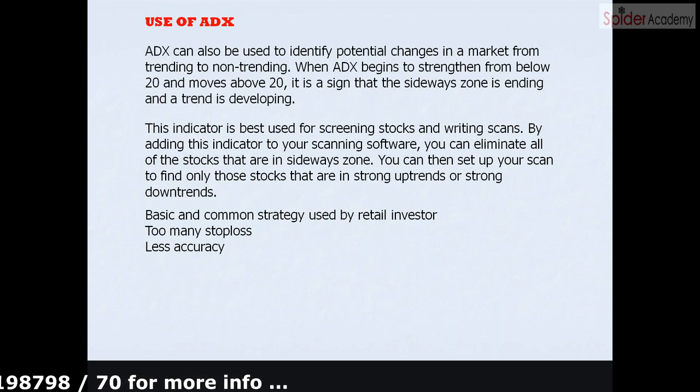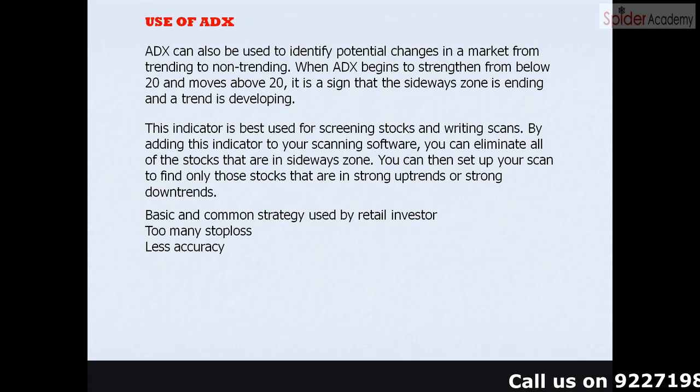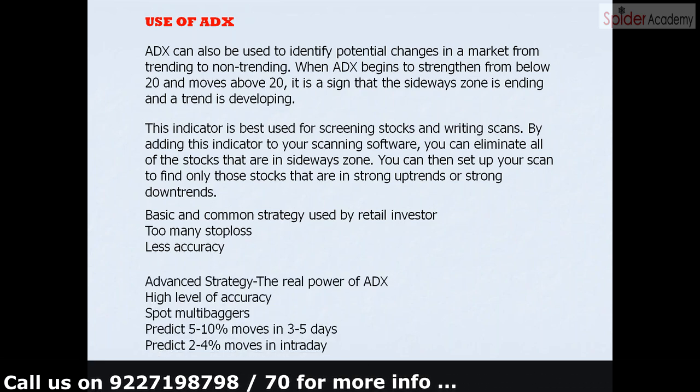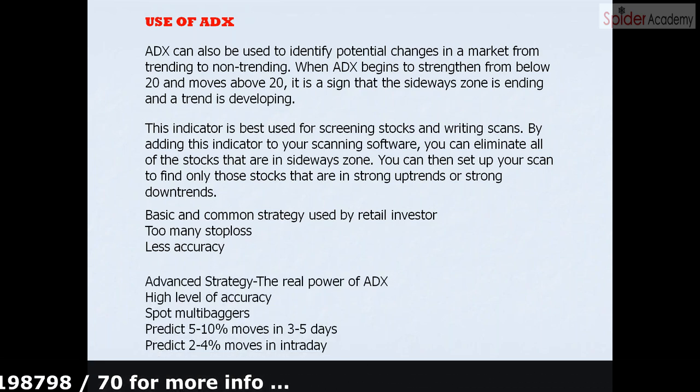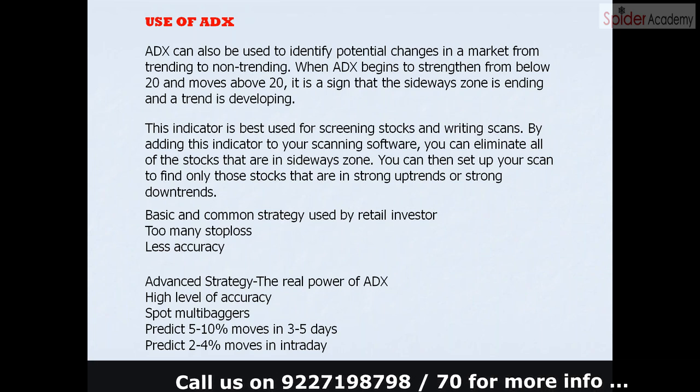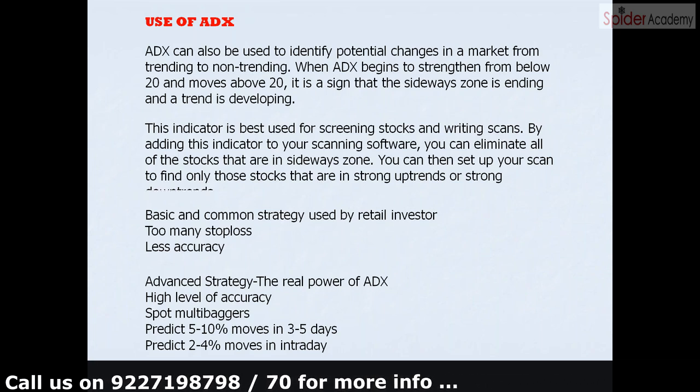Now, the basic and common strategy is used by retail investors. What are the drawbacks? It has too many stop losses. We will come on to that. And less accuracy. Whereas the advanced strategy that we have developed has a high level of accuracy. Spot multi-baggers, predict 5 to 10% moves in 3 to 5 days, and 2 to 4% moves in intraday. Yes, 2 to 4% intraday easily.